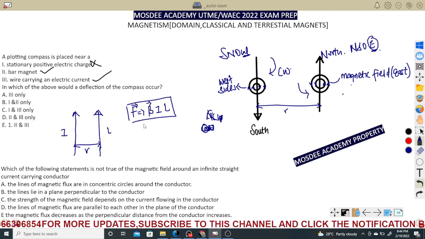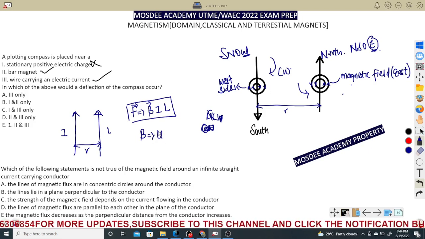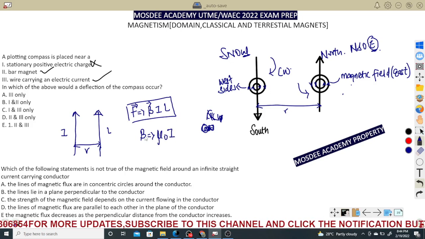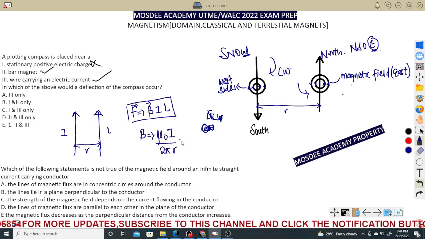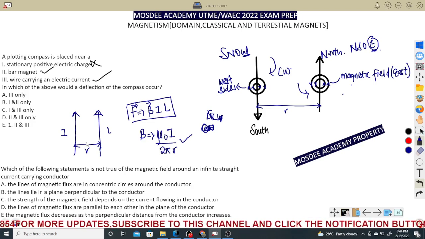We define the magnetic field according to a man called Biot-Savart. You may not need it for now, but like I said, I told you, mu naught I over 2 pi R, with I as the current. This is the definition we give to it in A-level classes. But for now, you don't need that. The only thing you need is that when you have vertical wires carrying current in the same direction, they attract.